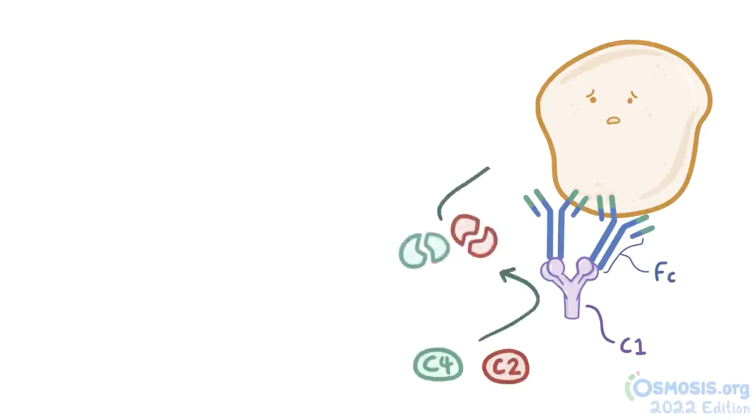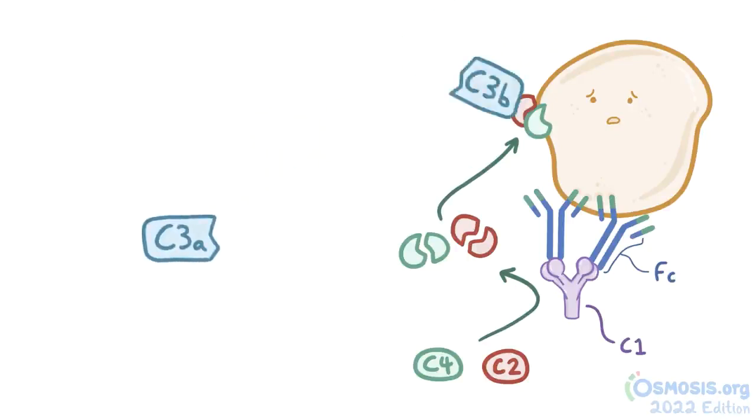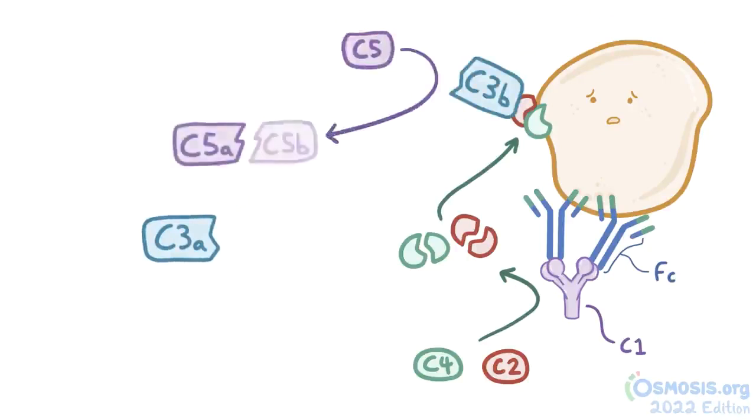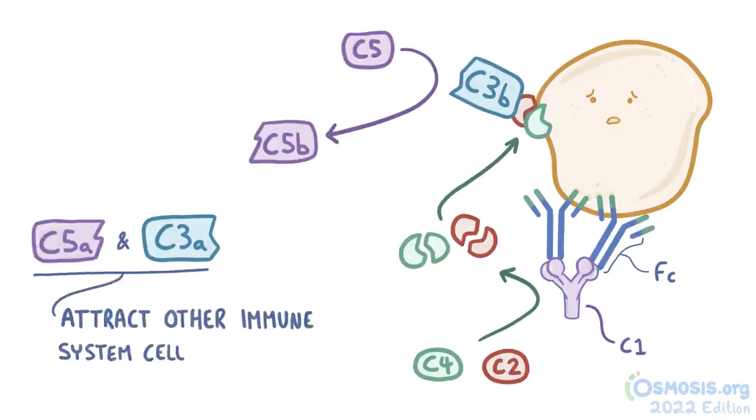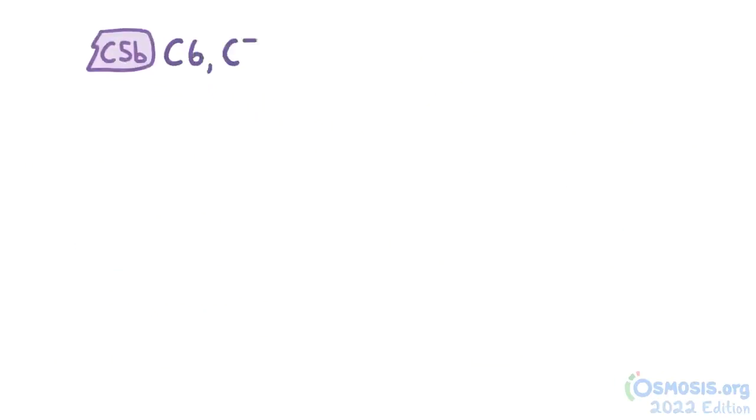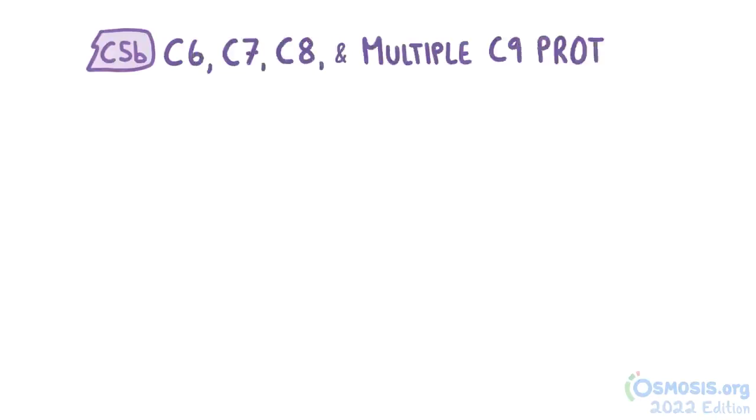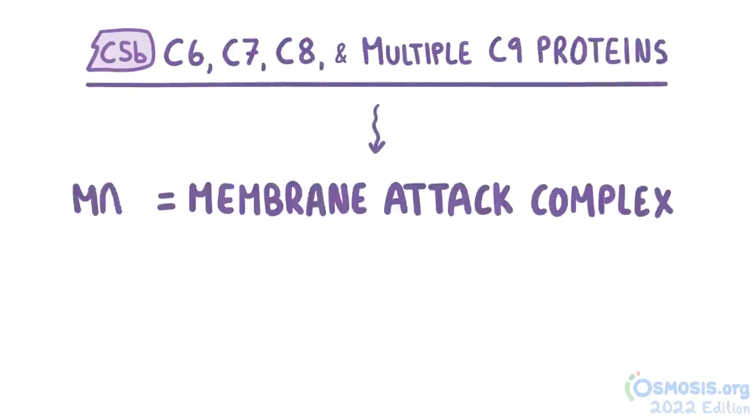Portions of C2 and C4 bind to the antigen and form an enzymatic complex that cleaves C3 into two portions, C3a and C3b. C3b joins the enzymatic complex, and then the complex is able to cleave C5 into two portions, C5a and C5b. C5a and C3a float off into the blood where they attract other cells of the immune system to the affected area. Meanwhile, C5b, C6, C7, C8, and multiple C9 proteins come together on the surface of the pathogen to form the membrane attack complex, or MAC.